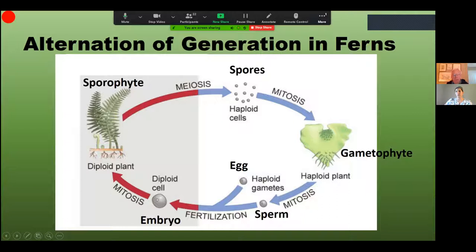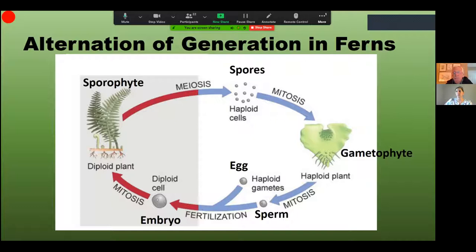In this case, both gametophyte and sporophyte are visible, though we don't often see these or look for them where ferns are growing. They're there very briefly. These are what we think of as the fern because they're the large, obvious plant.